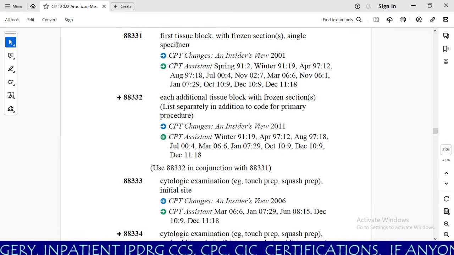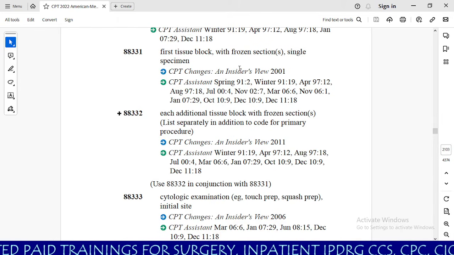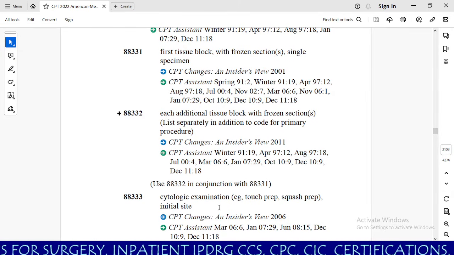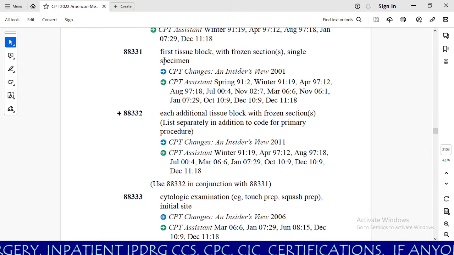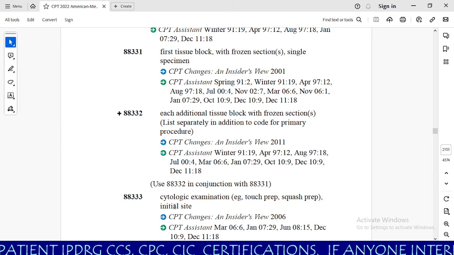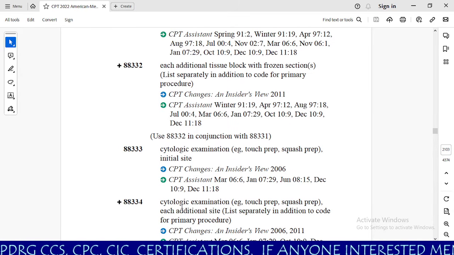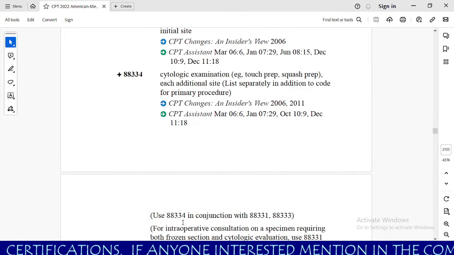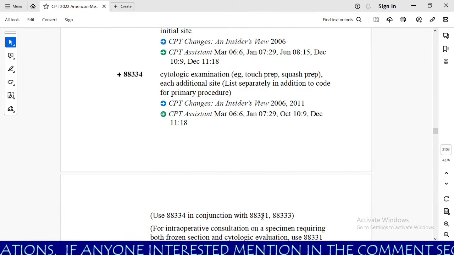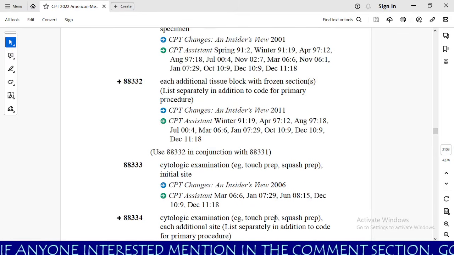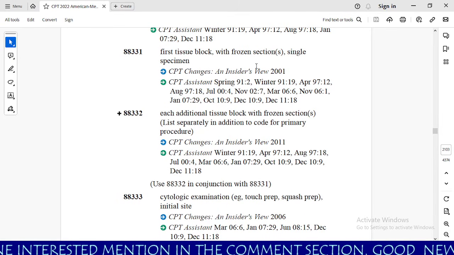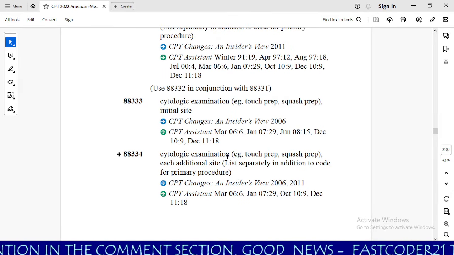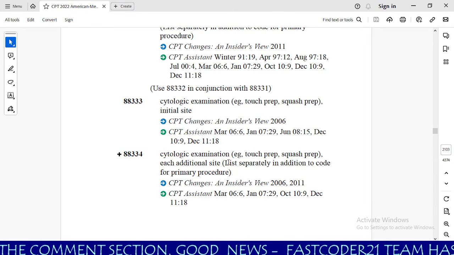If we check 88331, basically the physician has performed one frozen section as well as one cytological examination, for two tumor samples. So here our answer is 88331 for frozen section, and 88334 for cytological examination. If we check the guideline here, we need to append 88334 in conjunction with 88331 and 88333. So the first one is tissue block with frozen section for one specimen, and the next one is cytological examination for another specimen. So here we need to code 88331 and 88334.